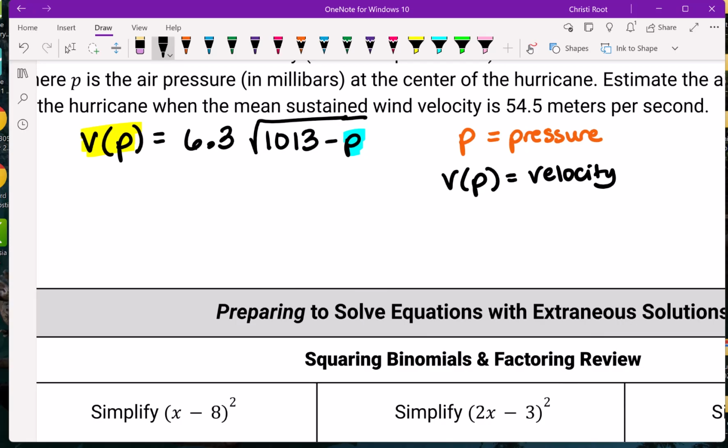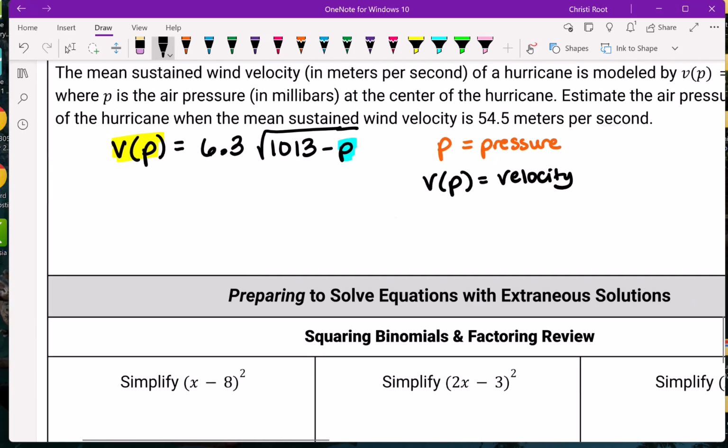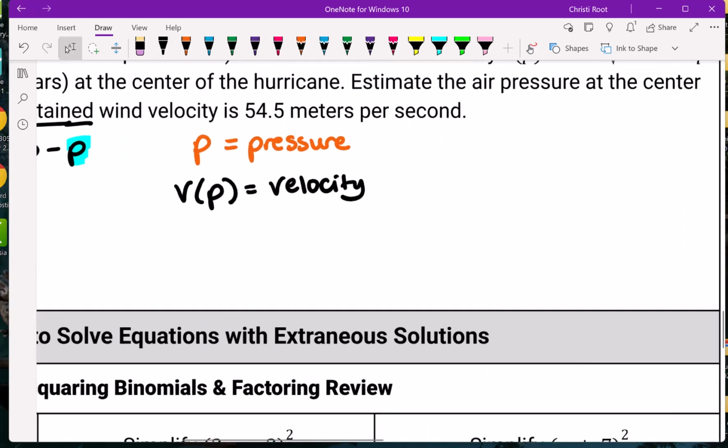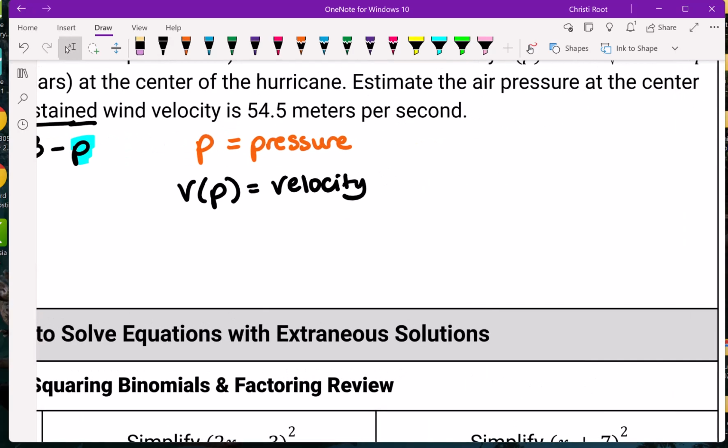So typically you would just plug in pressure. But this question doesn't have you plug in the pressure. It actually says estimate the air pressure. It says estimate the air pressure. So I don't know what the air pressure is. I'm going to have to solve for P. So I'm going to write that down. Solve for P.